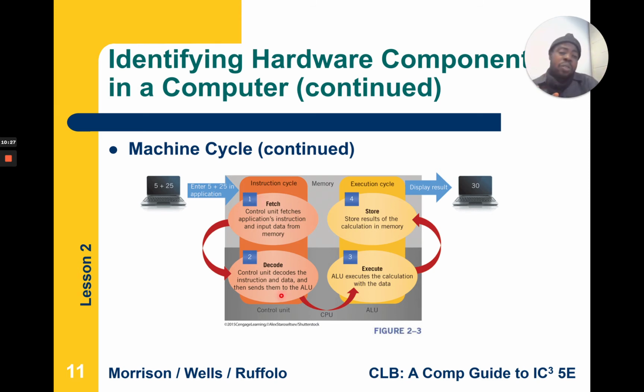Then you decode the instruction. You execute it. 5 plus 25 should give you 30. So you fetch it, and you decode what the plus is actually doing, right? So 5 plus 25. You carry out the execution here, which is going to be 30, and you store the result and display the result here. So what takes place between 1 to 4? It's done inside your CPU.